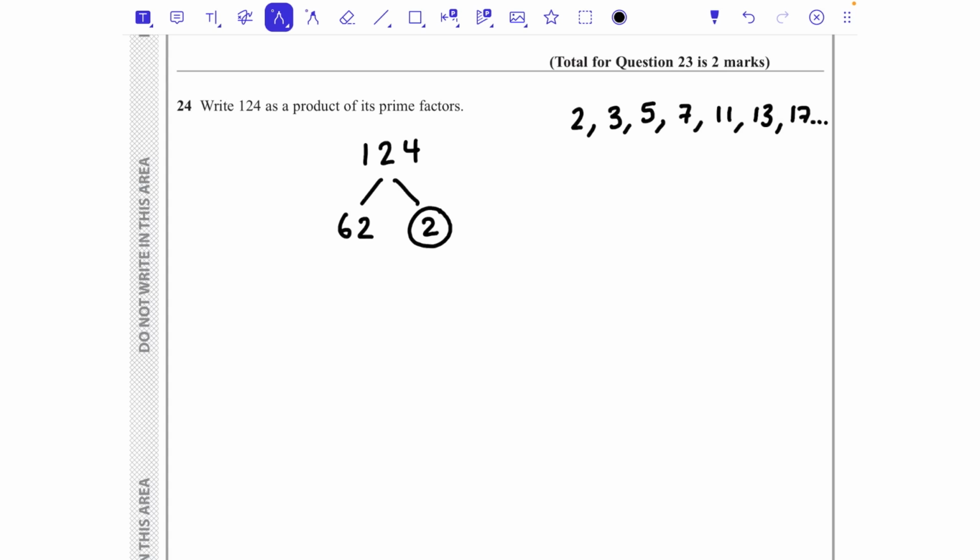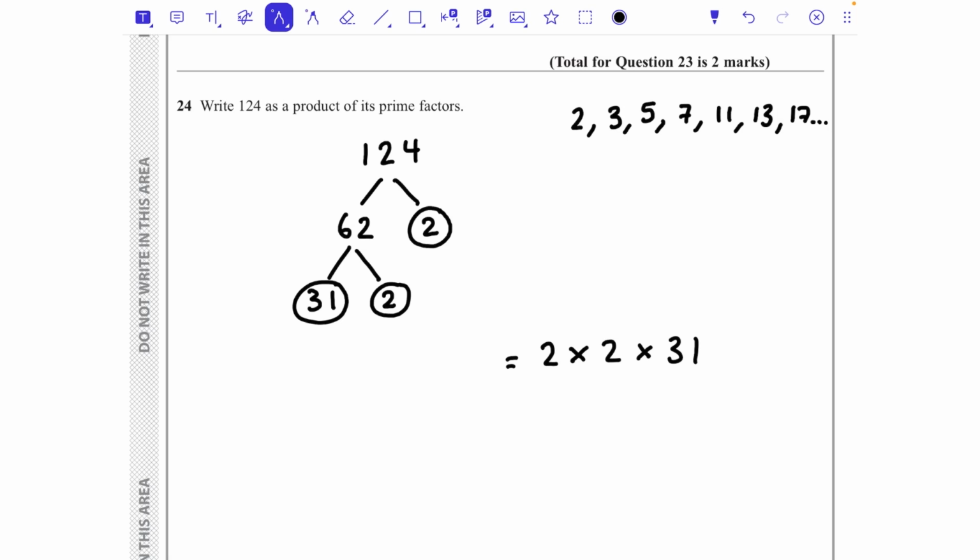And you can do this in any way you like, but we're just thinking of 2 numbers that times together to give 62, and that's going to be 31 times 2. Now 31 actually is a prime number. There's nothing that goes into it that you can divide it by to give a whole number answer. So we're going to circle that, and that's going to be 2 times 2 times 31.